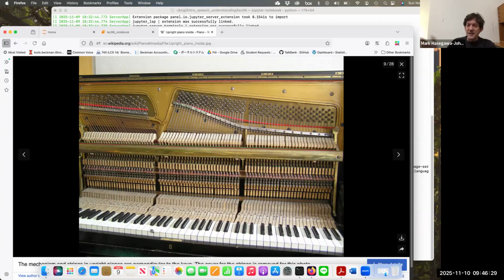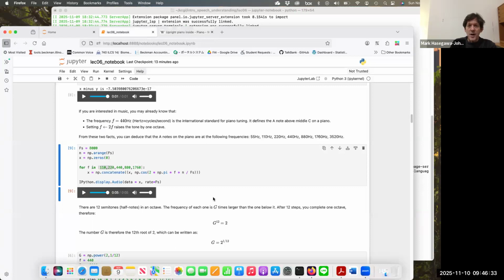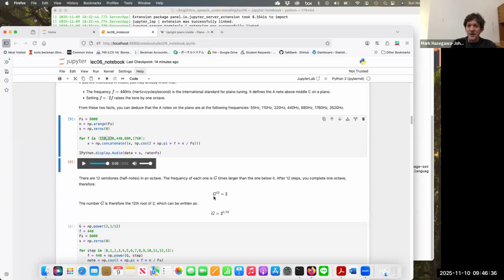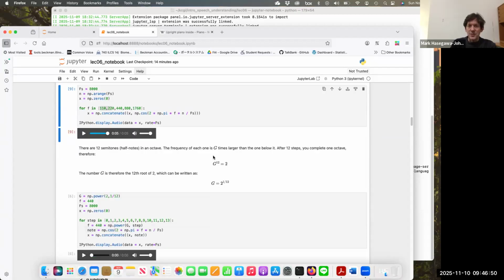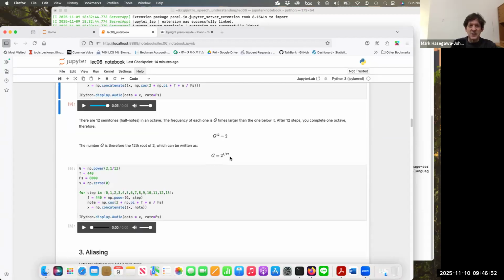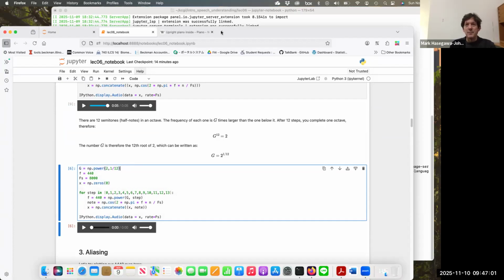And if doubling it means that we go up 1 octave, then in order to go up by 1 note, we have to go up 1/12 of an octave. That is, we have to go up by some multiplier g, such that g raised to the 12th power is 2, right? So the number g is the 12th root of 2. You could write that as g is equal to 2 raised to the 1/12th power. And that's exactly how I'm going to calculate it, using NumPy power.